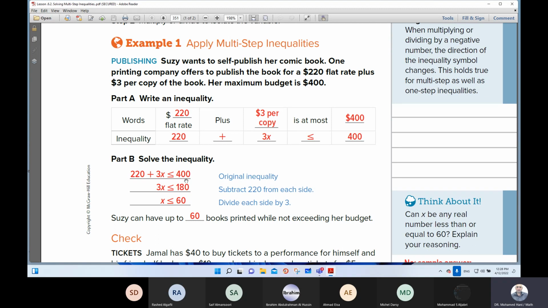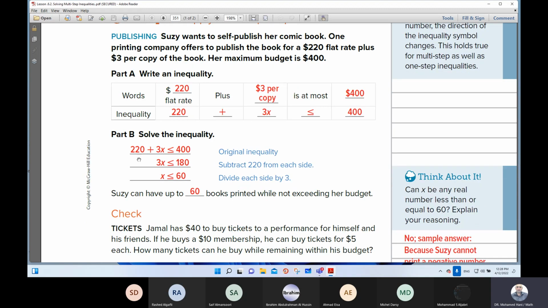How to solve this inequality? We can remove 220 from this side to keep the variable alone. So minus 220 here and minus 220 here. 400 minus 220, you get 180. Now the inequality is 3x less than or equal to 180. How to remove 3? Divide the two sides by 3. 3x divided by 3 will be x, and 180 divided by 3 will be 60. So the inequality will be x less than or equal to 60.